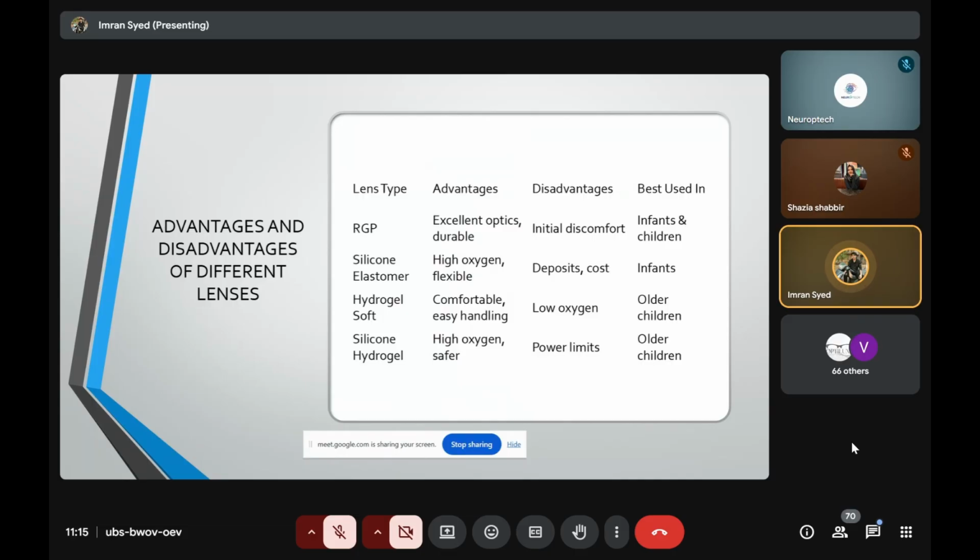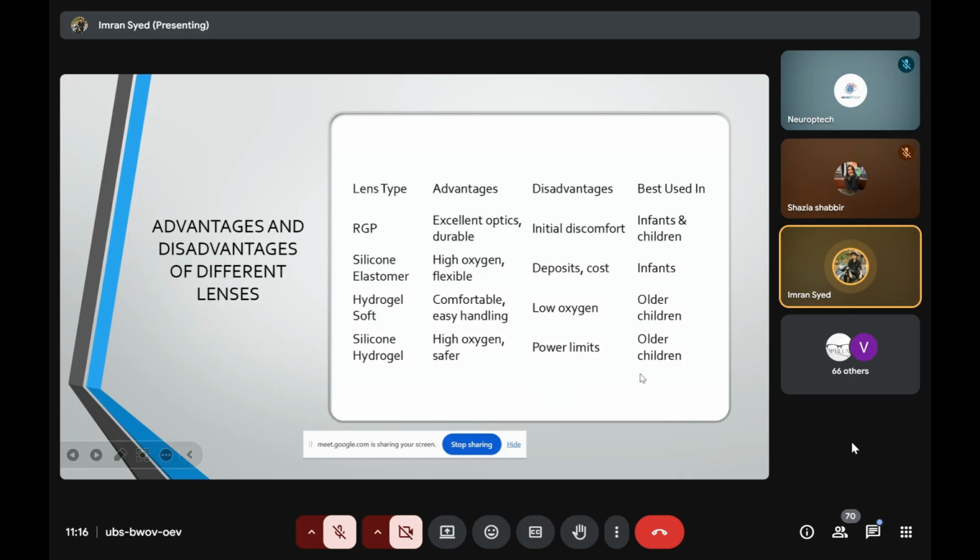So RGPs have excellent optics. They are very durable, and they tend to correct very high amounts of irregular astigmatism. So the only disadvantage is that they'll have initial discomfort. Like adults cannot bear wearing RGPs for around half an hour. So you have to imagine how kids can react when we are giving them RGP contact lenses. But the tolerance rate of children is more compared with adults. So that's why we can use RGPs in infants and in children.